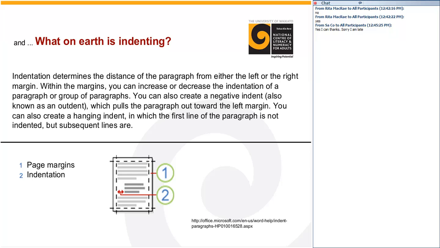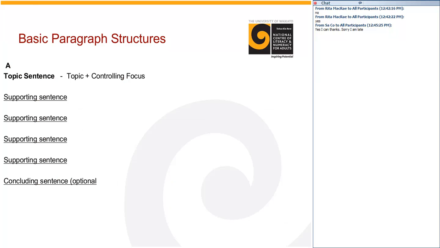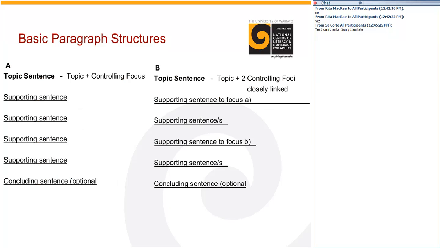Okay. So, moving on, we are going to look at basic paragraph structures here. We have two. We've kind of looked at them already. We have a topic sentence, which has a topic and controlling focus, and a few supporting sentences, and then an optional concluding sentence. Or in the one where we decided that the two different controlling focuses were connected closely enough, we can have a supporting sentence for focus A with some support under that, and something for focus B with support under that. So those are two basic structures.